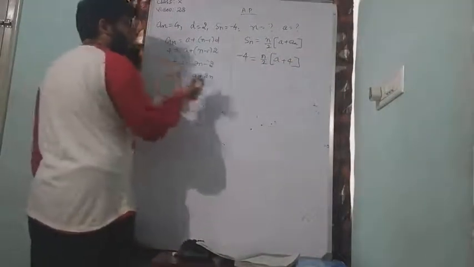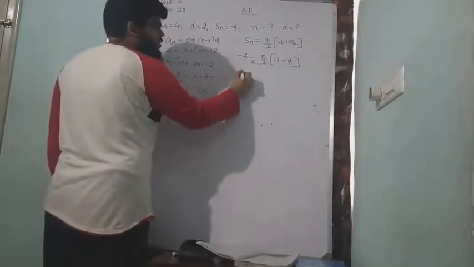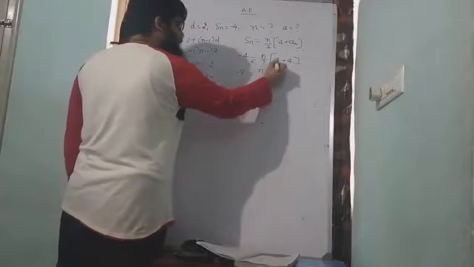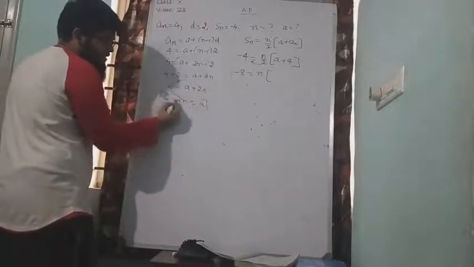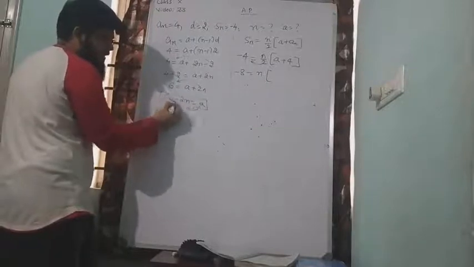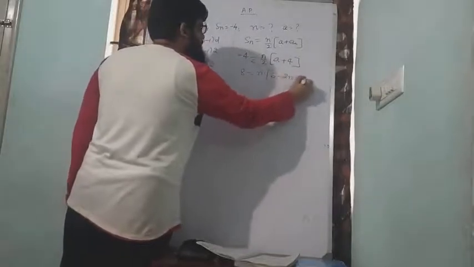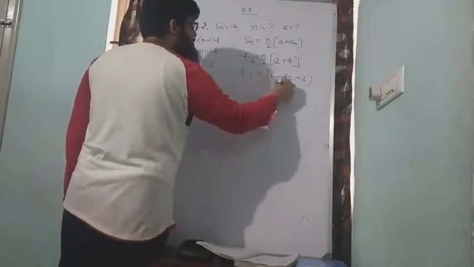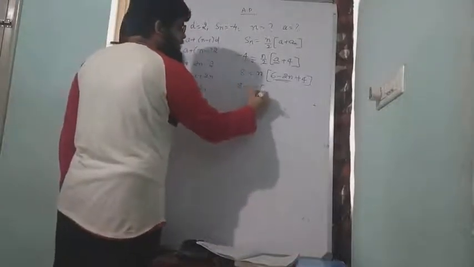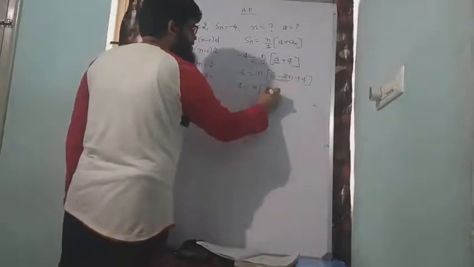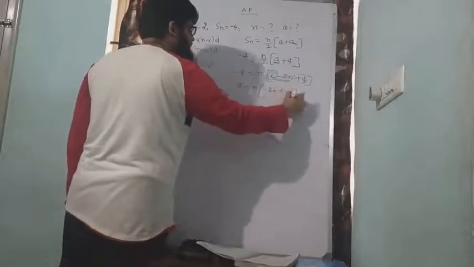Now this divided by 2 can come here. 2 4s are 8, so you'll get minus 8 is equal to n into a plus 4. Now here I got the equation of a, which means 6 minus 2n, so in place of a I can write 6 minus 2n, then I have plus 4. Minus 8 is equal to n into, I can write minus 2n first, then 6 plus 4 is remaining, and 6 plus 4 is 10.